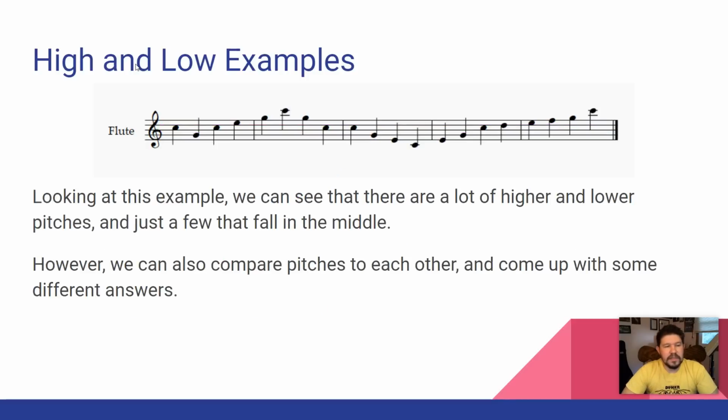By looking at this example, we can see that there are several higher or lower pitches just by those definitions that I just gave you, and just a few that fall in the middle. But like I keep saying, we can compare pitches to one another. So the general rule, to recap, is that at the top of the staff those are higher pitches, and at the bottom of the staff those are lower. Now, this does work most of the time, but we can compare them to one another, which is what we're about to do.